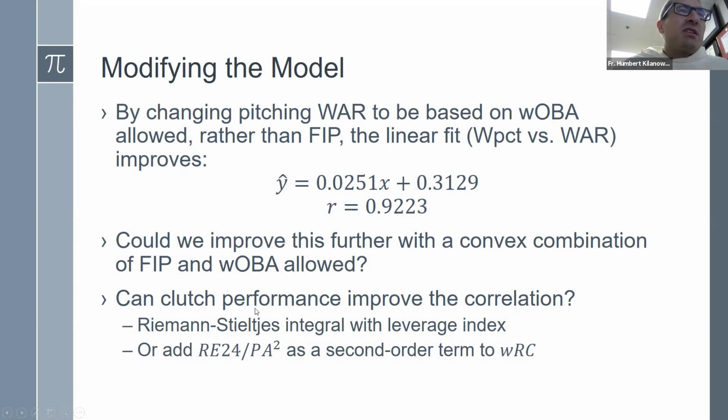So some ideas we're looking at during the class were taking a Riemann-Stieltjes type integral, where you have the leverage index as you're integrating f dg. So leverage would be f, and then dg is the change in run expectancy. So plays that are, say, later in the game when you have a higher probability of changing the win probability, that would be worth more in our calculations. Or you can add a second order term where you look at some situation dependent term, but divide it by the square of the plate appearances, and possibly add that, which may improve the fit.